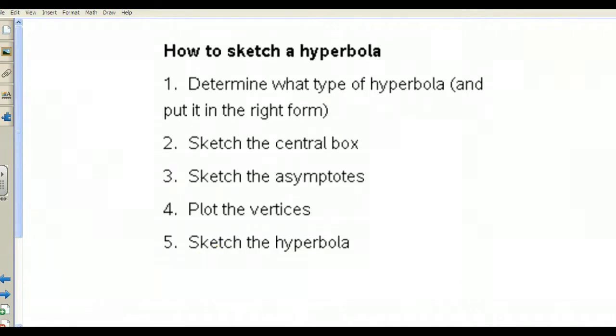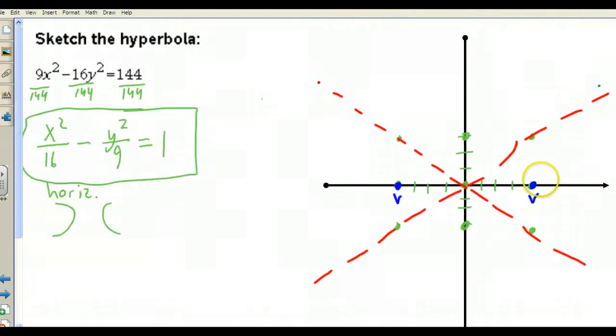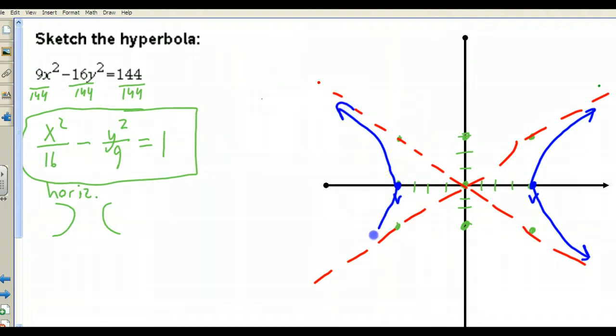And then the last step says sketch the hyperbola. So sketch it. To sketch it, really at this point it's kind of easy because the asymptotes are our guide. It's got to kind of stay in this section right here. So it's going to hug up to that asymptote. It's going to hug up to that asymptote. Same thing over here. It just kind of hugs up to the asymptote and it hugs up to this asymptote. Lots of hugging going on. And we have our hyperbola graphed.